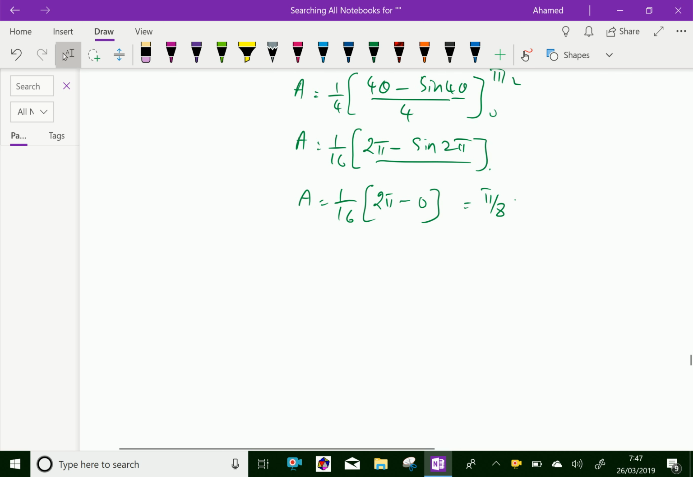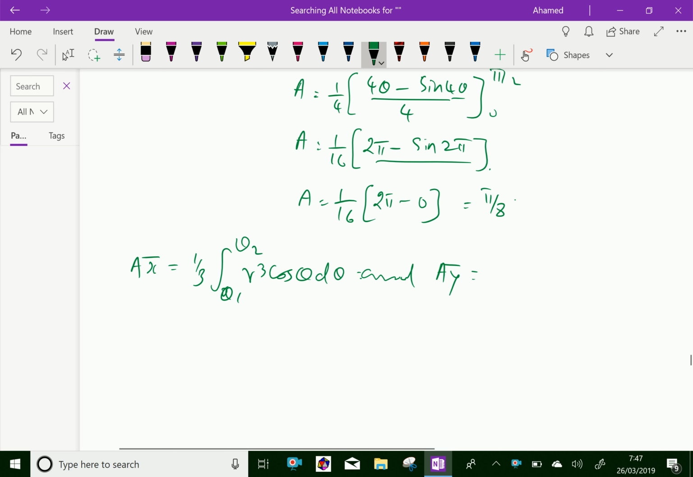Now let us apply the centroid formula, that is first, A x bar. The A x bar formula is 1/3 of the integral from theta 1 to theta 2 of r cube cos theta d theta, and we can say A y bar equals 1/3 of the integral from theta 1 to theta 2 of r cube sin theta d theta.